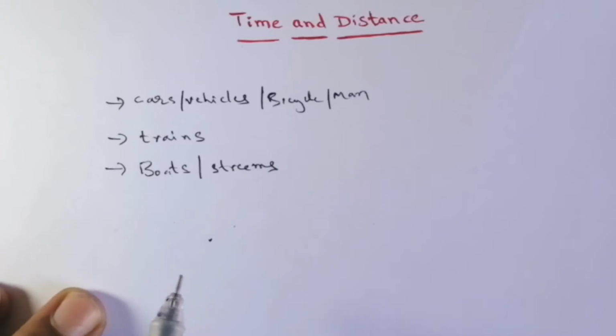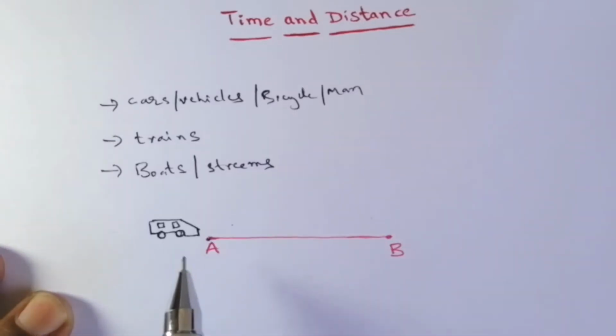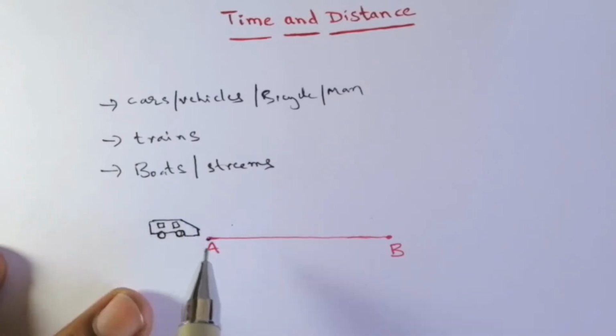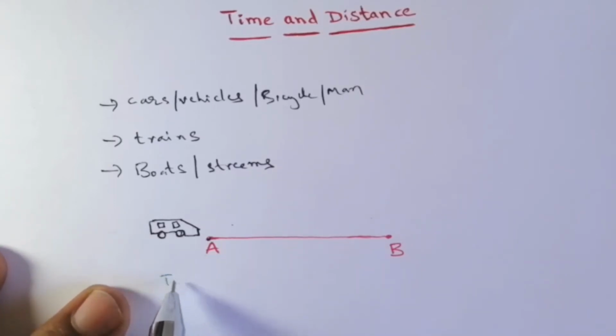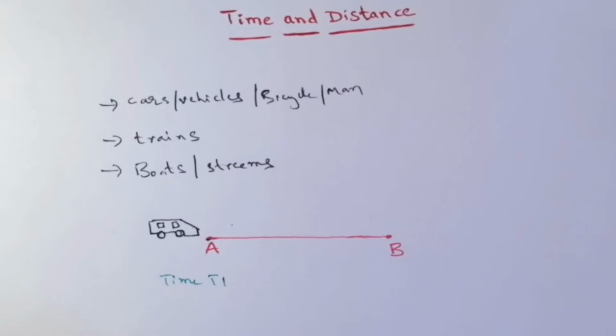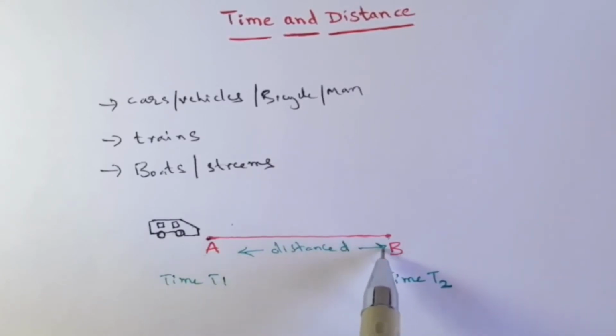Suppose we have a vehicle. It can be a vehicle or a car or a man, or it can be anything. A vehicle started from point A at a particular time t1, and it reached point B at a particular time t2. So it has covered a distance d. We are going to name the distance as d.